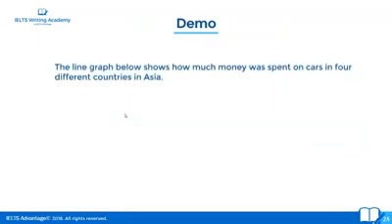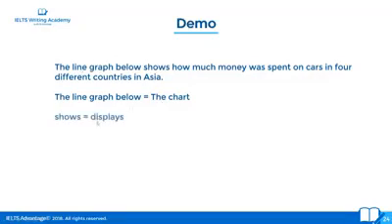So here's a demo. The line graph below shows how much money was spent on cars in 4 different countries in Asia. So the line graph below, the chart. Alright, so I don't need to talk about below because I'm not drawing the graph on the answer sheet, so below can go straight away. Line graph, chart. Line graph means the same thing as a chart. Shows, displays. Very, very simple.